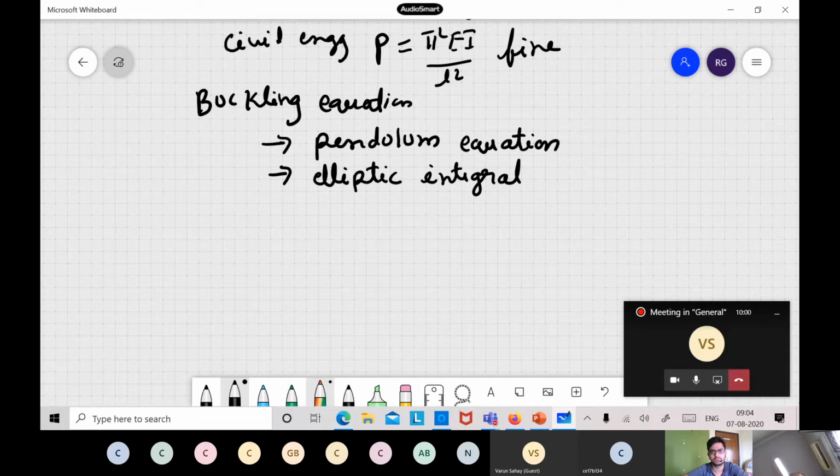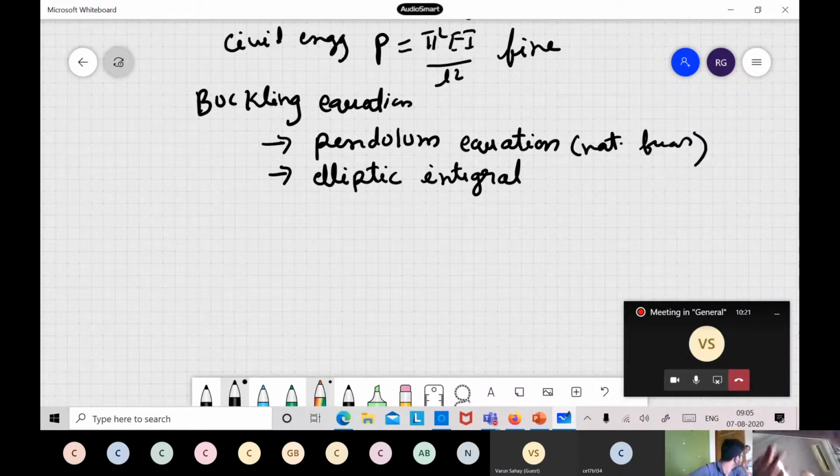Only thing is, here the derivative is with respect to x, and there it is with respect to time. Here we call it the buckling load, and there we took it in terms of natural frequencies. So both of them are the same. This is also one very important thing which we saw in our last class.